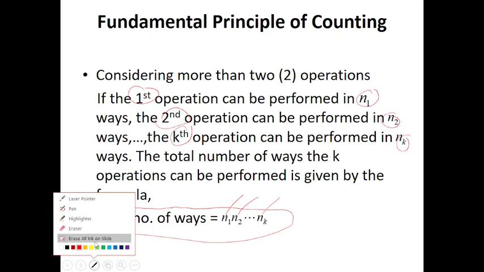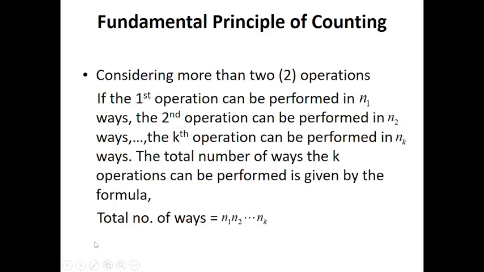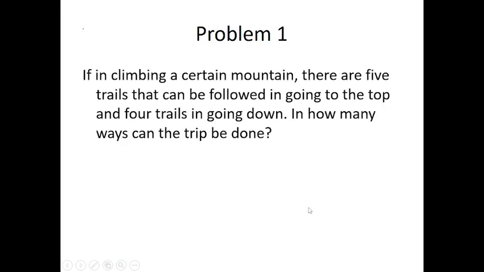Let me illustrate the formula with an example. Here's the problem. If in climbing a certain mountain, there are 5 trails that can be followed in going to the top and 4 trails in going down, in how many ways can the trip be done? Alright, let us consider this problem. We are to climb a certain mountain. There are 5 trails that can be followed in going to the top.